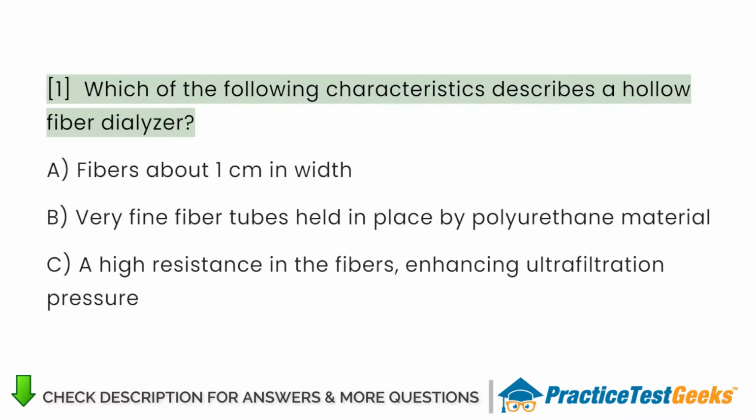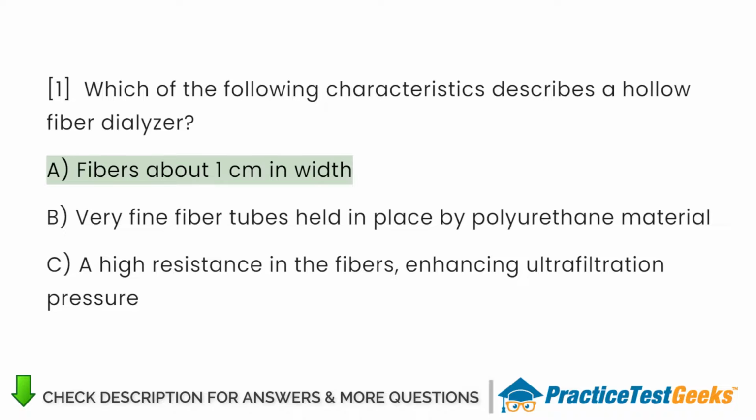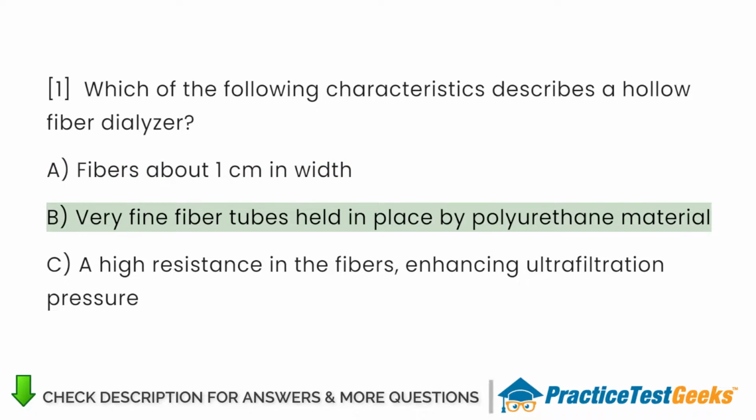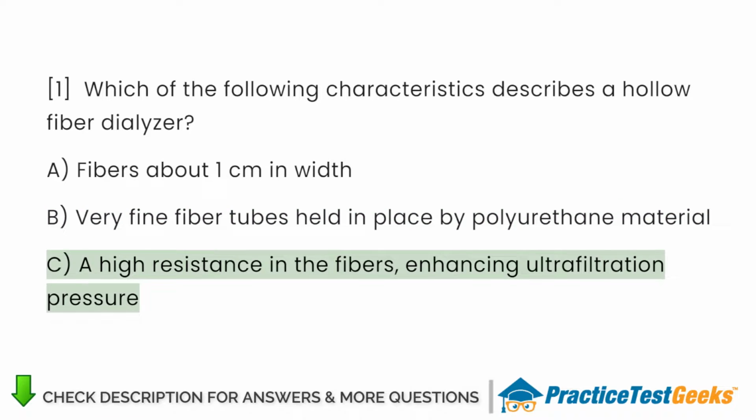Which of the following characteristics describes a hollow fiber dialyzer? A. Fibers about 1 centimeter in width. B. Very fine fiber tubes held in place by polyurethane material. C. A high resistance in the fibers, enhancing ultrafiltration pressure.